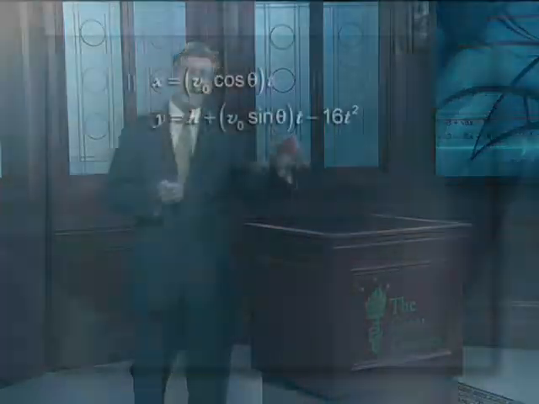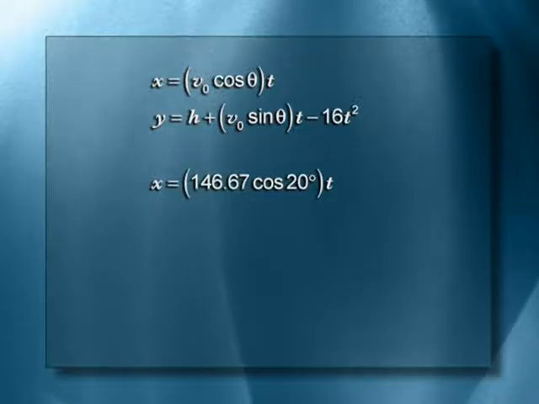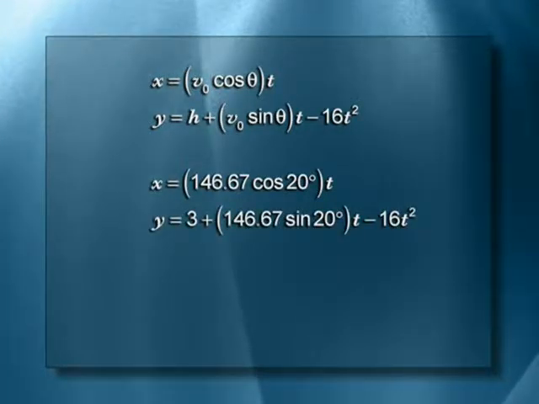That 10-foot fence. Well, let's use our formulas to find out. Make a bet. What do you think? Think it's going to go over the fence? Let's find out. The equations were x is v0 cosine theta times t, and y is h plus v0 sine theta t minus 16t squared. Plug in the numbers. We get for x: 146.67 cosine of 20 degrees, that was the angle, times t. And y is 3, remember, we hit it 3 feet above the ground, plus 146.67 sine 20 degrees times t minus 16t squared.